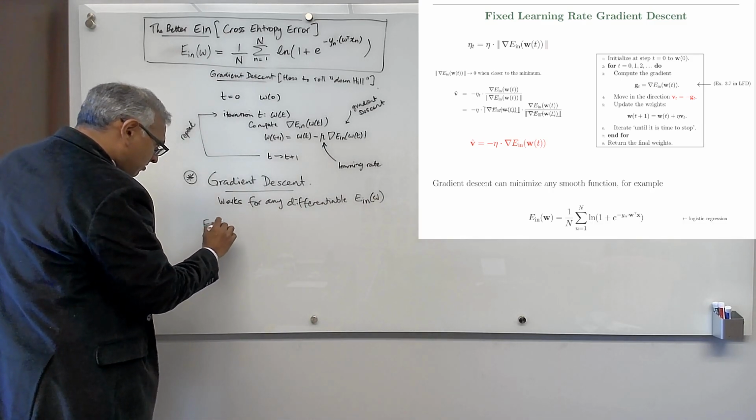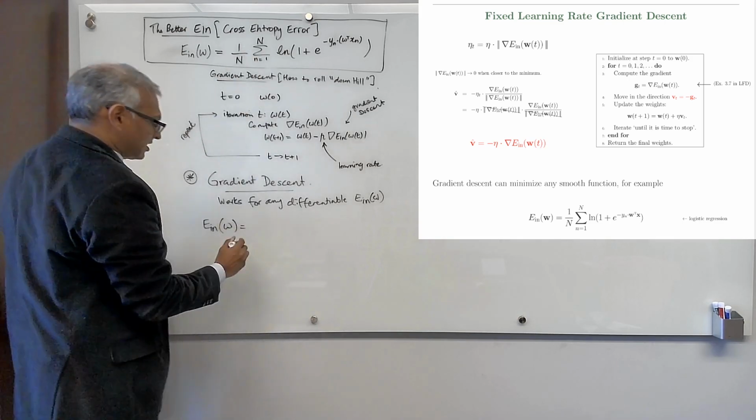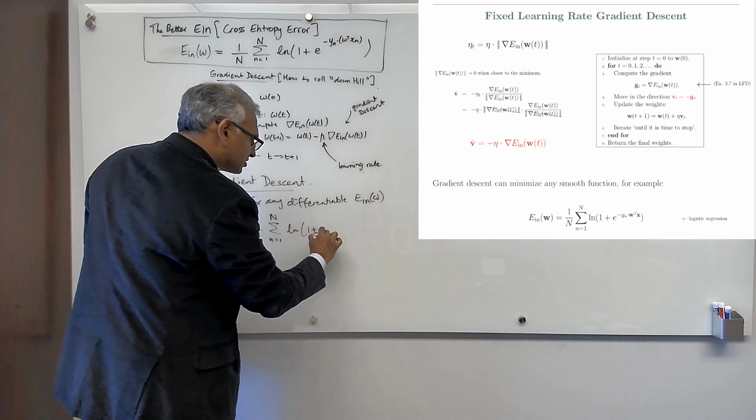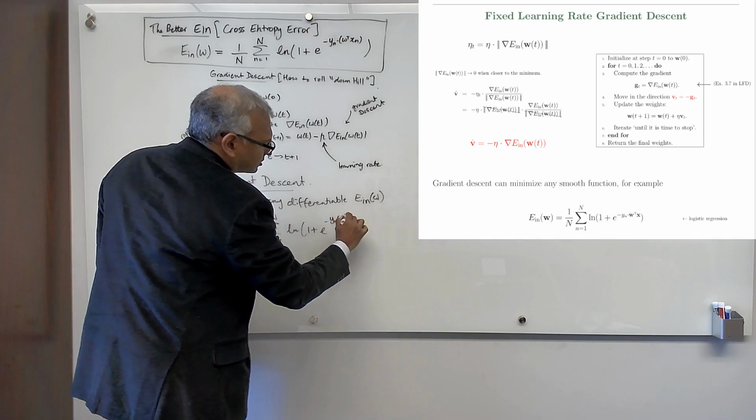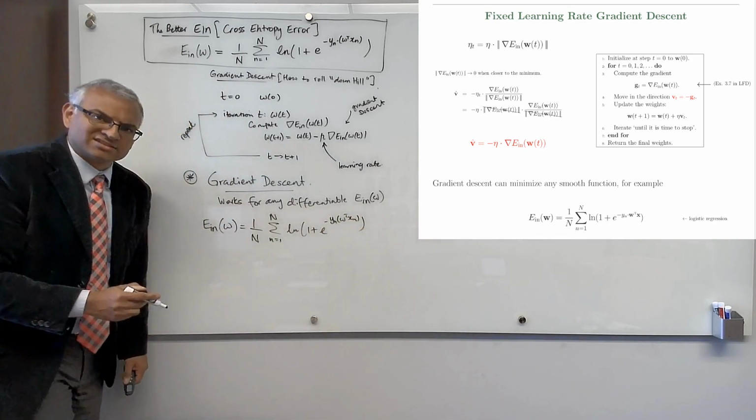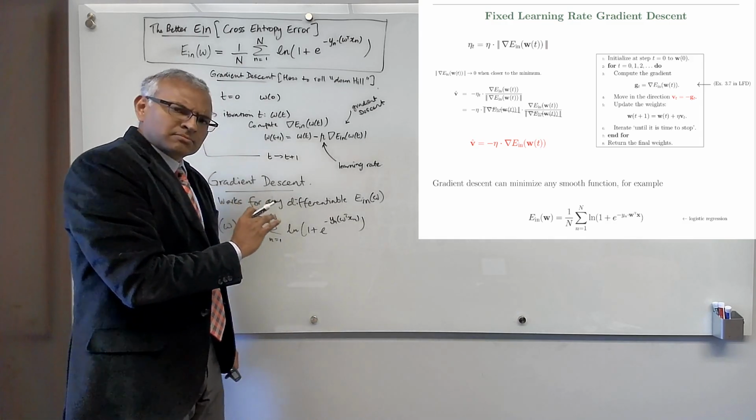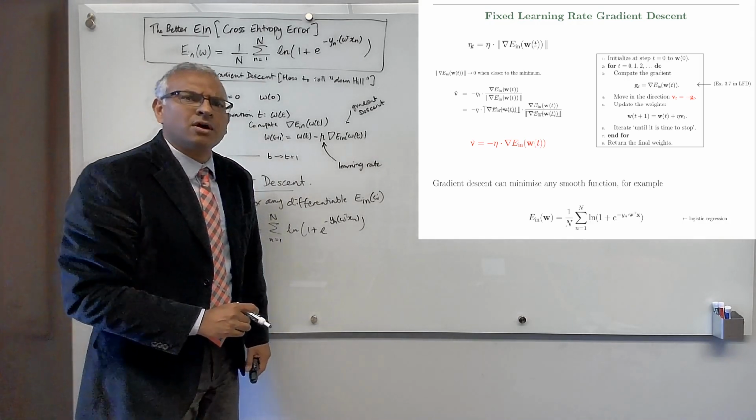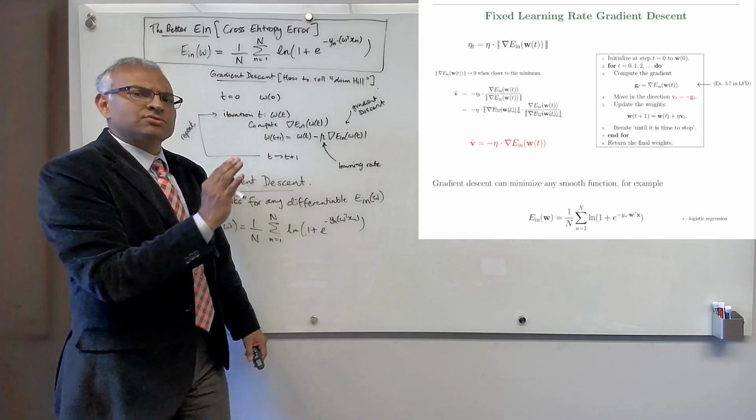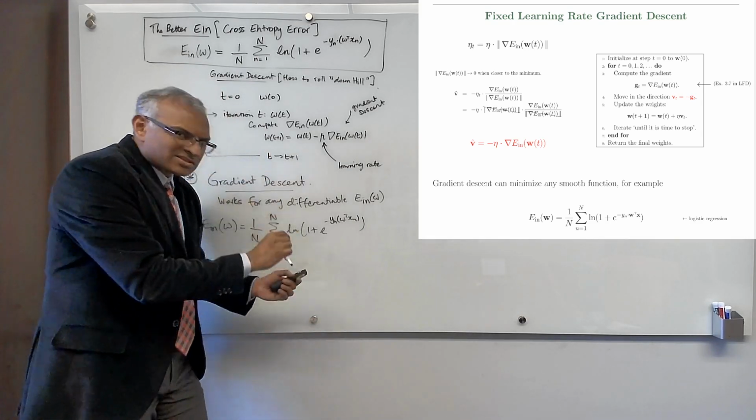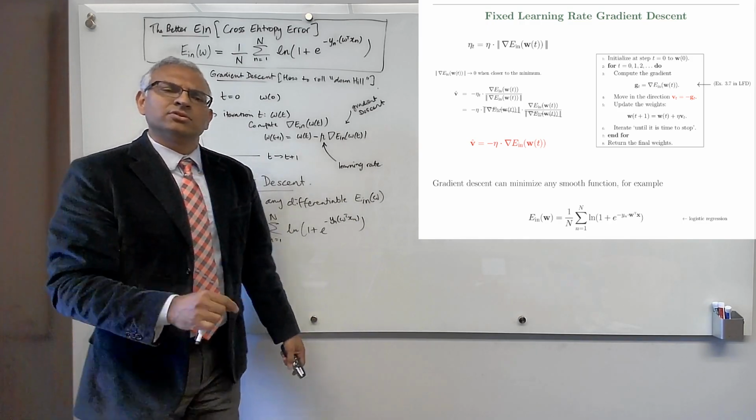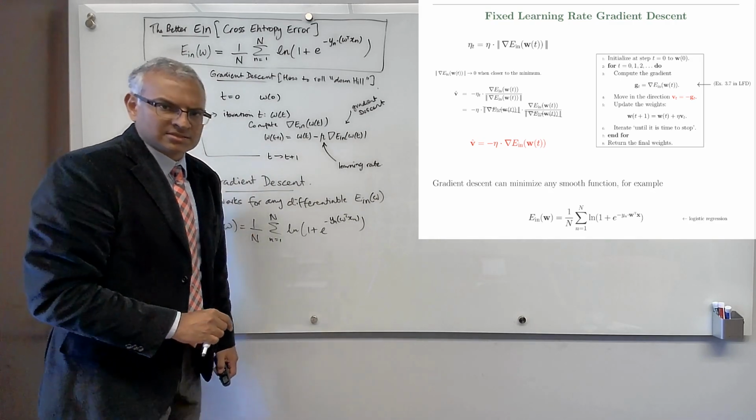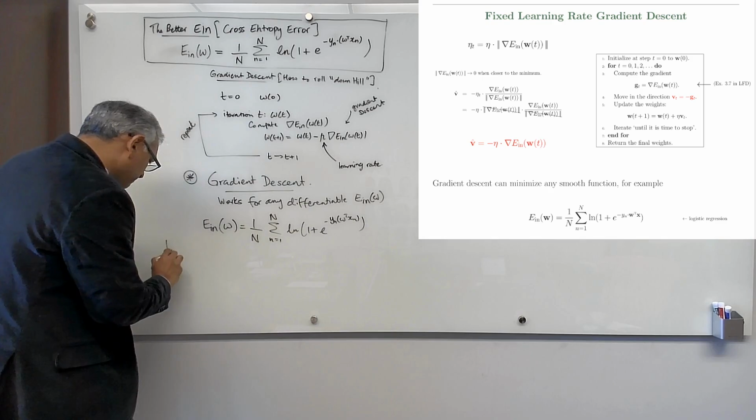E in of W was equal to, and it's up there, I'll repeat it here, sum n equals 1 to big N, log of 1 plus e to the minus yn w transpose xn. Okay, this is our ensemble error, but you can use it to go to the minimum of any ensemble error. Now, let's look at the computational cost, because I want to introduce you to a sort of twist on this algorithm. The main reason for introducing this twist is efficiency. You can use this to minimize any ensemble error, but it can be inefficient.